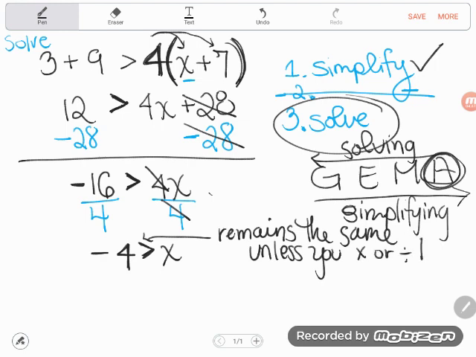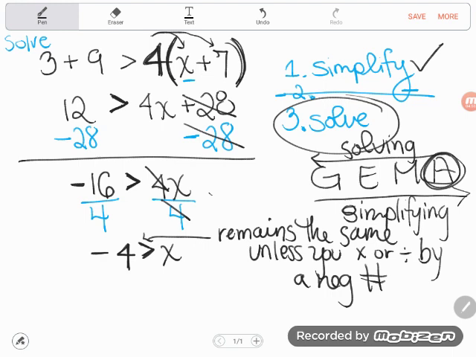Multiply or divide by a negative number. So none of that went on, so nothing is affected here. And I get this statement. I get negative 4 is greater than x. Now, I have an issue with the way this is written. It's not wrong. It's just not normal.